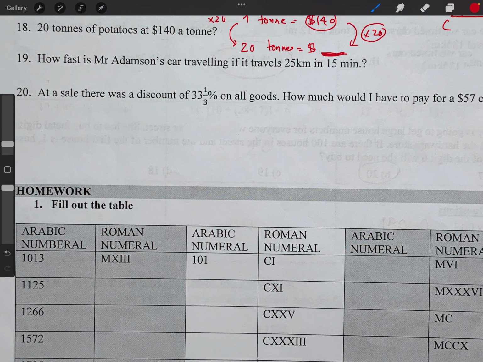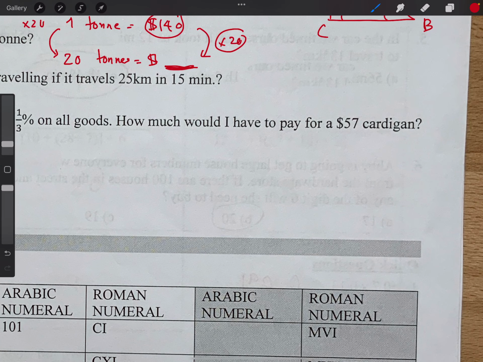19. How fast is Mr. Adams' car traveling if it travels 25 kilometers in 15 minutes? Okay, so how fast, it means they're looking for the speed. And speed is usually kilometers per hour. We want to know how many kilometers it travels in 1 hour. So we know that it travels 25 kilometers in 15 minutes. I'm not interested in 15 minutes. I'm interested in 1 hour, which is 60 minutes.